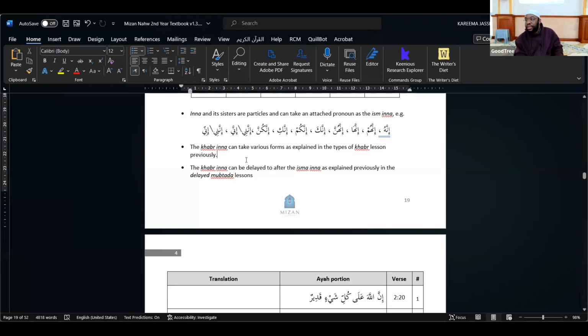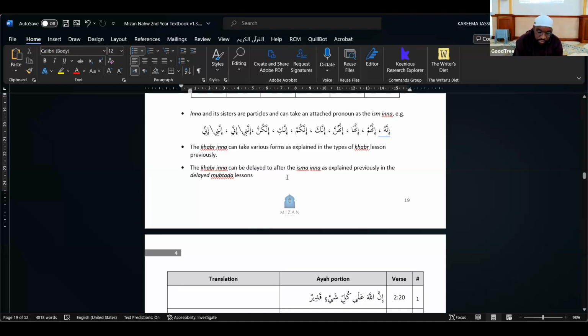If you want to see what he means by this point, then revisit the lesson on the khabar. For example, inna rajula malikul bayt. Certainly, the man is the owner of the house. So here you have an ism of inna, and you have a mudaf ilayh. Now, inna rajula fil bayt, certainly the man is in the house. You have a jar majrur. Innahu fa'alahu, certainly he did it. Or inna rajula darabahu, certainly the man hit him. So there you have a verbal sentence as the khabar. You see that? So that point is understood.